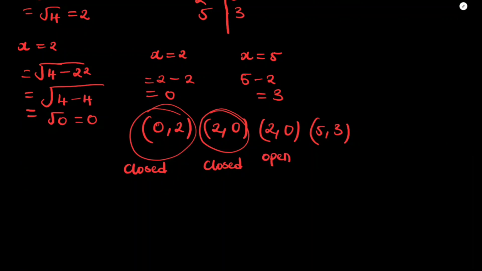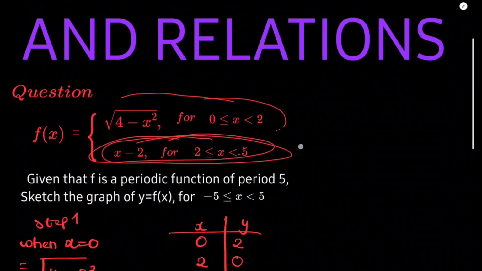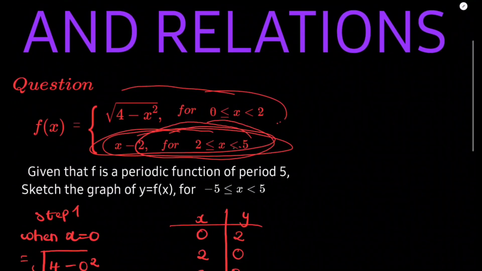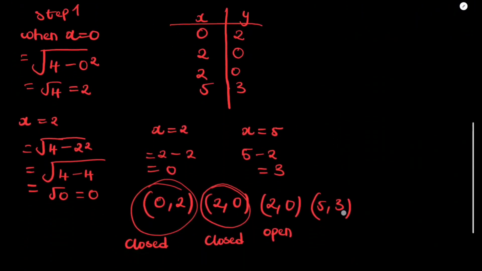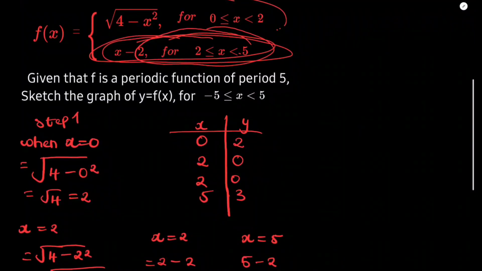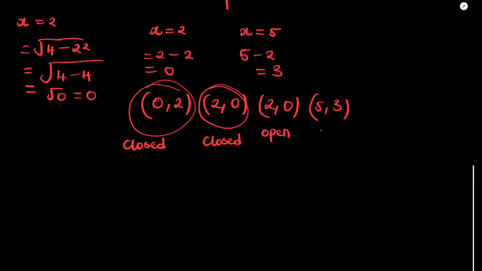Now let's go to 5 and 3. We got it from here. 5 is not in the interval, so this is open. So now we know which is open and which one is closed, and we can go ahead and draw our graph.